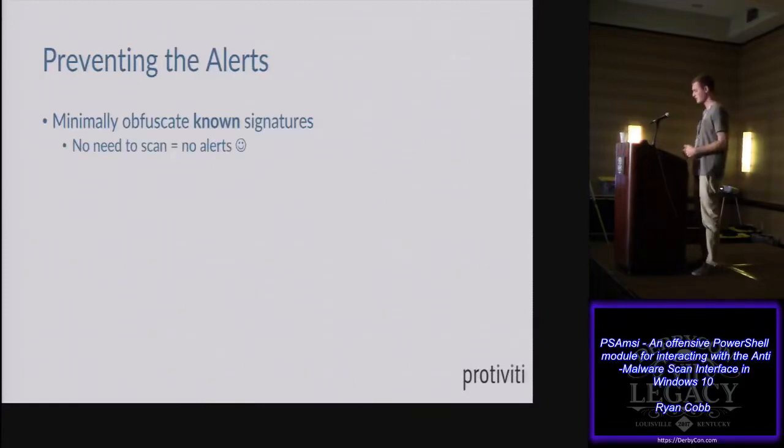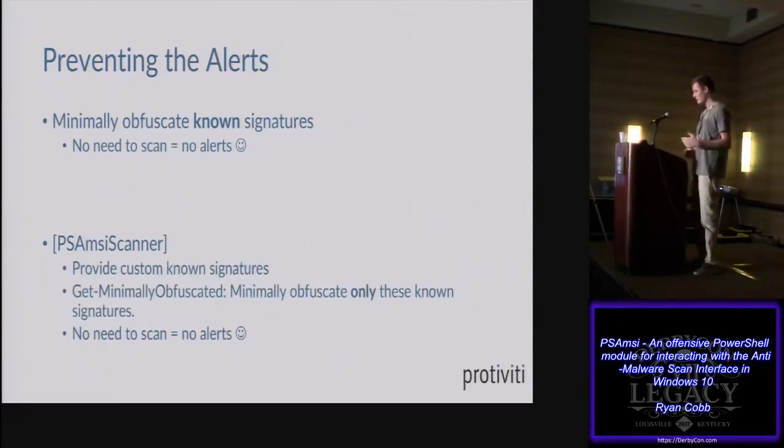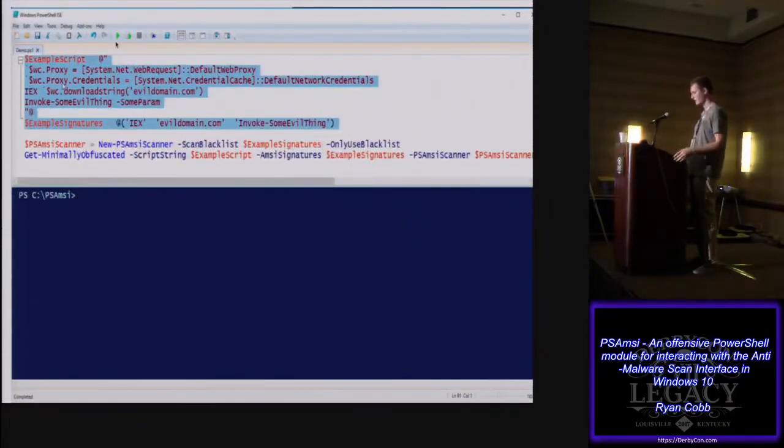So, with all that being said, I can think of some instances where maybe we don't actually need to scan, where we know the signatures that we want to obfuscate around. If we know the signatures, we don't need to scan and we don't need to generate alerts. Most of the time, we're not going to know the signatures without the help of PSAmsi, but I can think of some instances where we might have a set of known bad signatures that we want to obfuscate, and we only want to obfuscate those signatures. So the PSAmsi scanner class gives us the ability to provide custom known signatures, and Get-MinimallyObfuscated can take those, and again, if we don't need to scan, we don't need to alert.